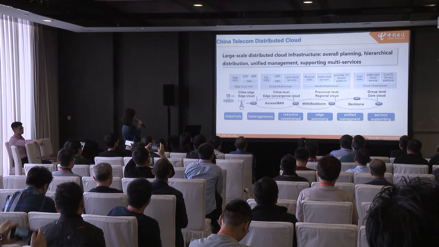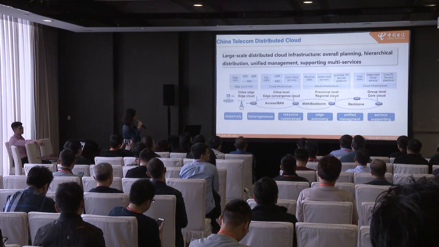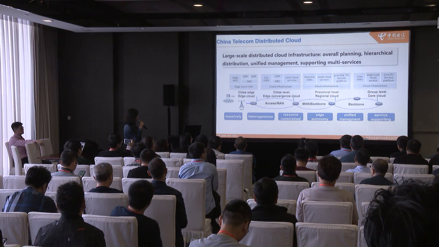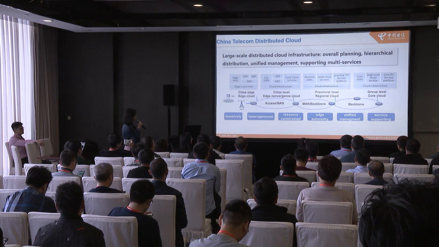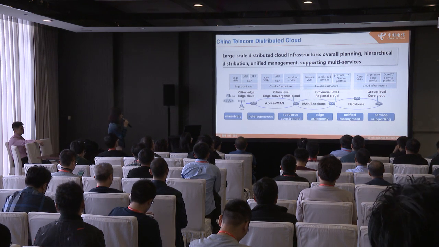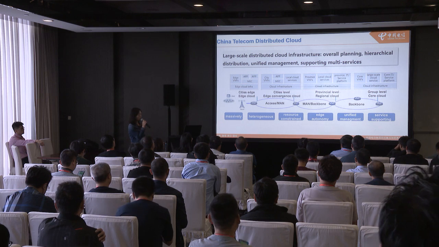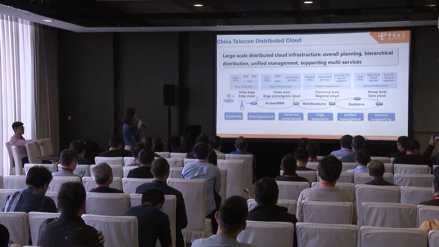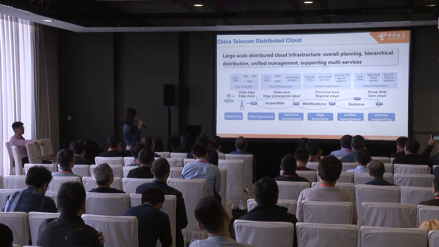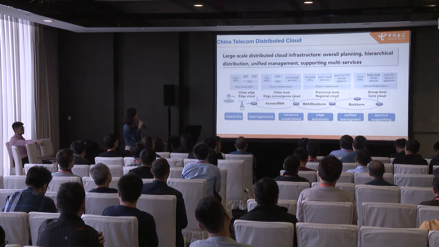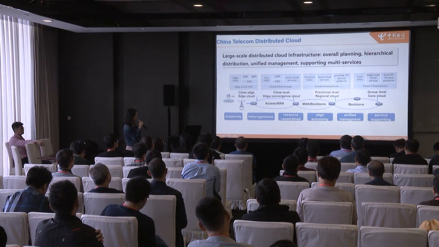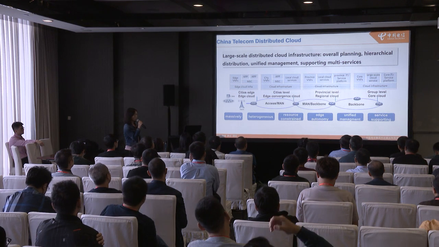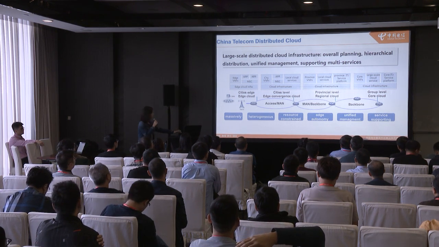On the bottom are the main requirements for the edge. Everybody knows the massively distributed nodes, heterogeneous solutions and requirements, resource constraints, and unreliable network connections. Also the edge node needs autonomy management capability, unified management of the host resources, and also needs to support various edge services, new services.